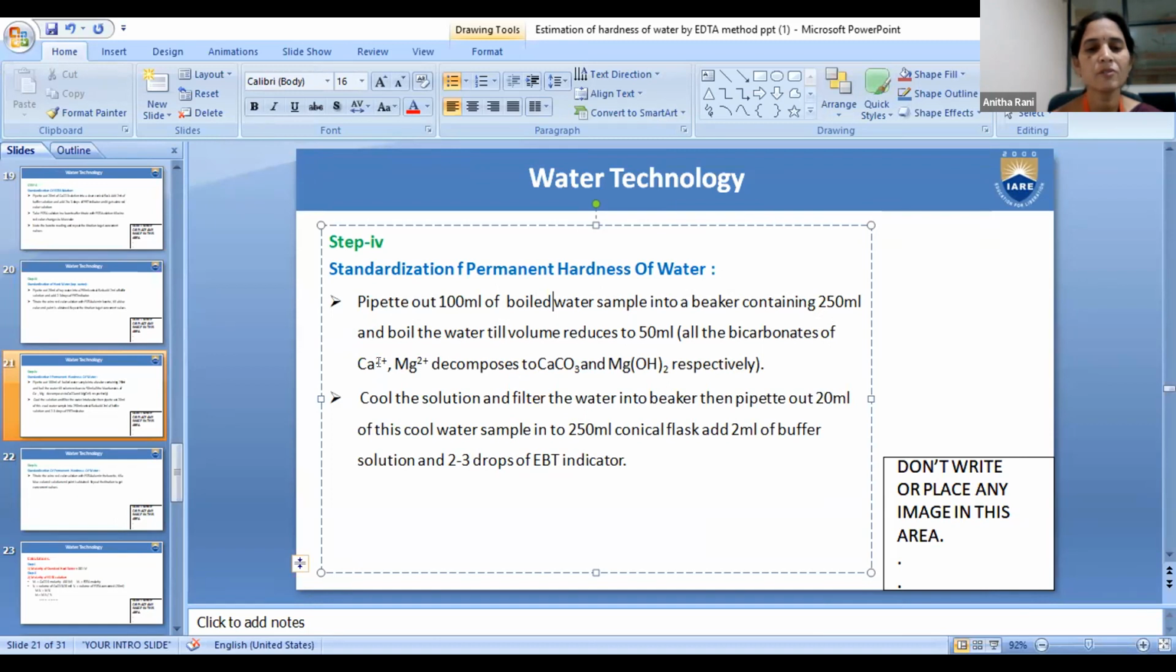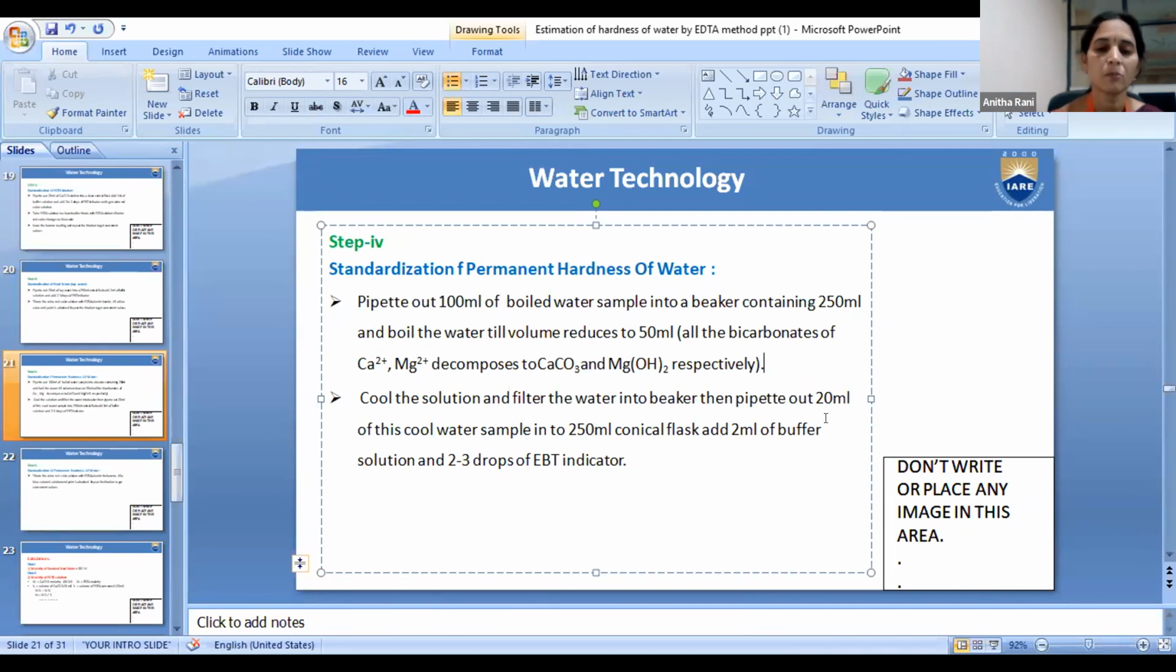All the bicarbonates of calcium and magnesium will be decomposed to calcium carbonate and magnesium hydroxide, nothing but you will get a precipitate. So you can filter, and after filtering, that filtered water we will use. So first we have to boil the water. Cool the solution, cool the boiled water and filter the water into the beaker.